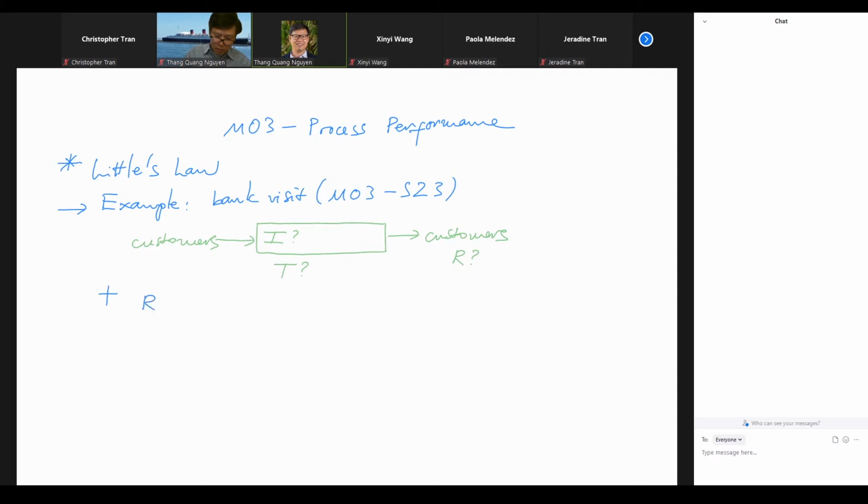The flow rate, in this case, is easy because they say that from 9 a.m. to 10 a.m., right? We have 10 customers. So the flow rate here is just 10 customers per hour. When we say per hour, in mathematics, it means that divided by 1 hour, okay?